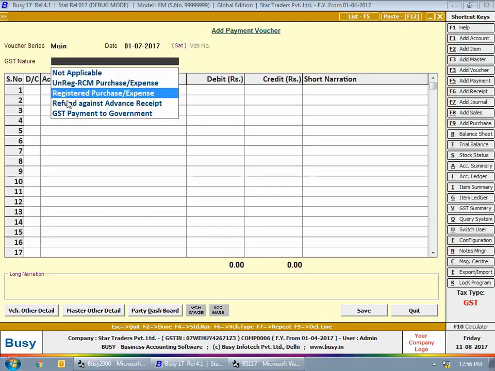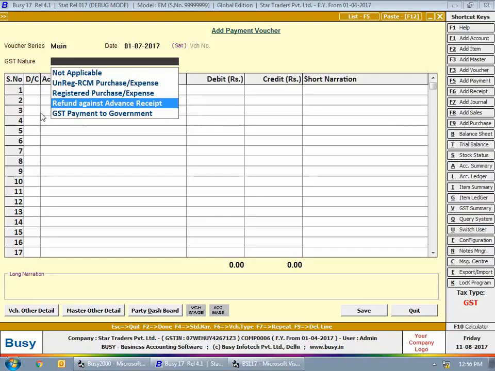Next is registered purchase and expense. We'll explain this with the help of an example. If you are paying, like, an Airtel bill and the Bharti Airtel company is printing your TIN number on the bill, then this will be the case of registered expense. As the bill itself includes the CGST and SGST amount, you can get the input tax eligibility for it. For such types of expenses, you can select the registered purchase expense option.